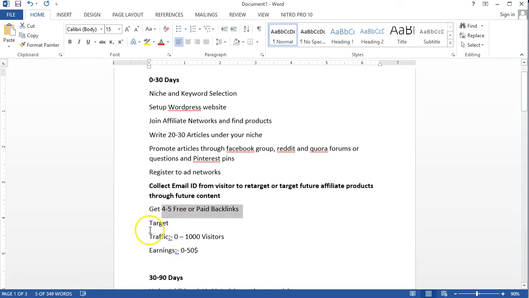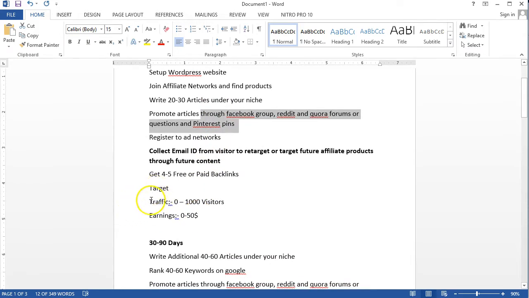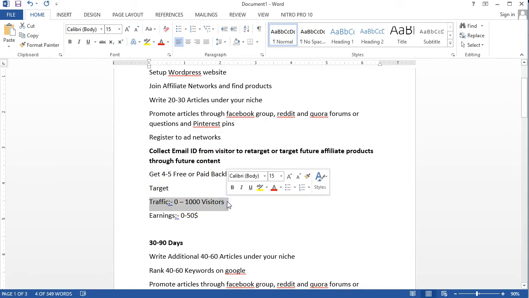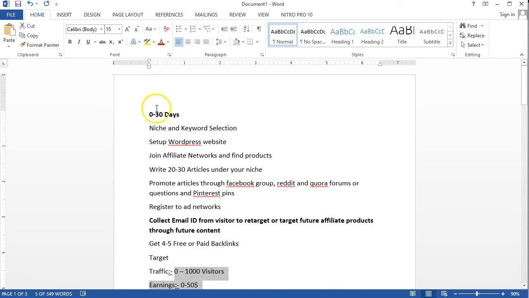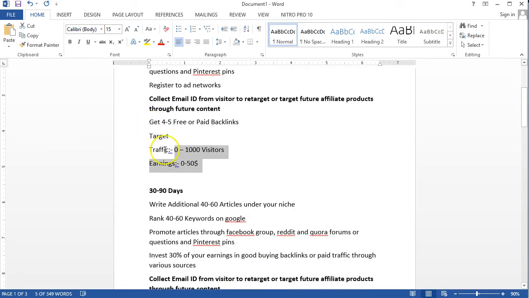So now our target during this 30 days, once we have ranked in Google, and with this free traffic method, our target would be to get at least 0 to 1000 visitors during this 30 days, and our earning should go within $0 to $50. It should go higher also, but averagely it will be within this range, $0 to $50 or 0 to 1000 visitors within 30 days, as your website would be new.